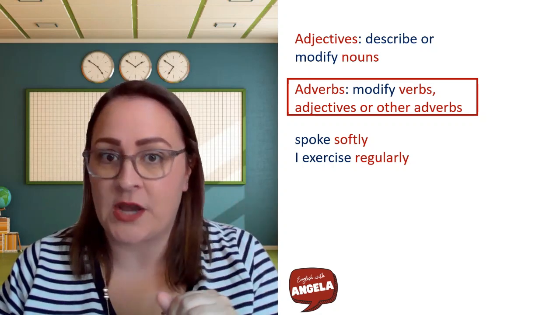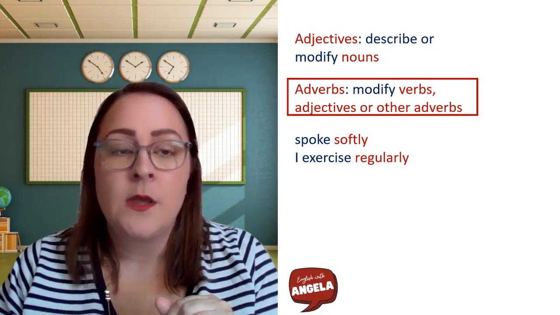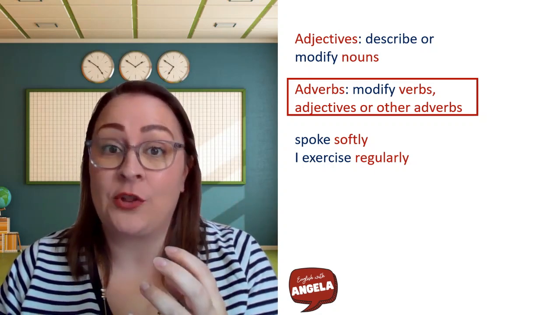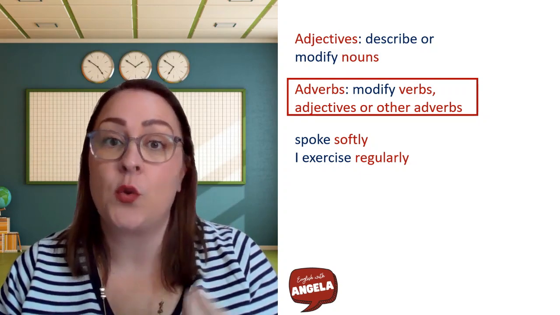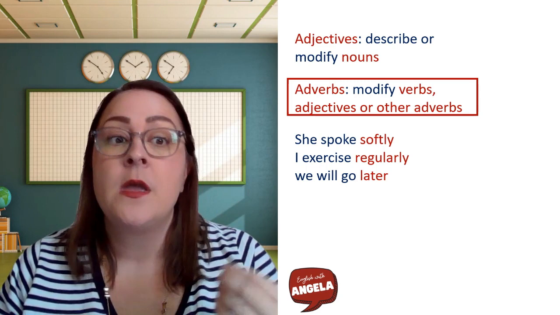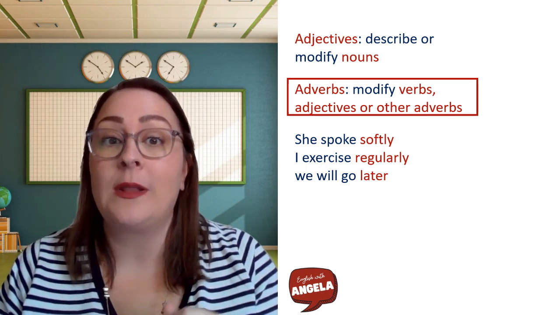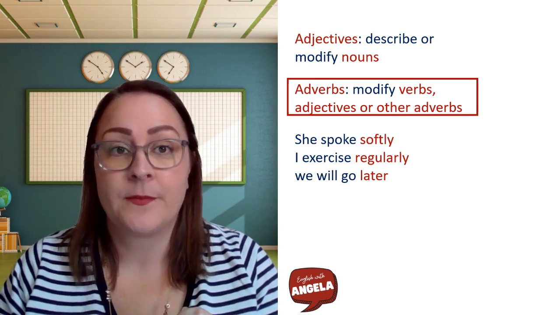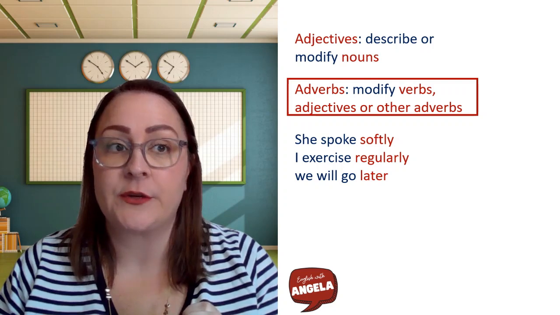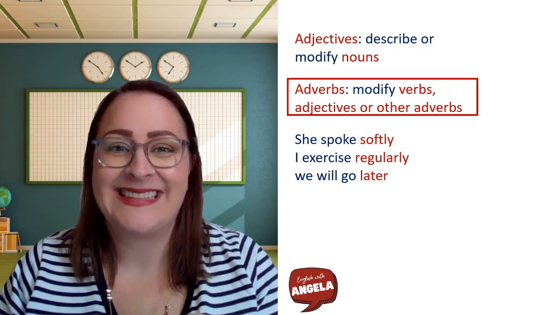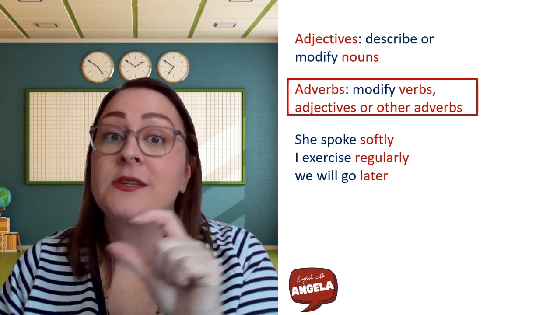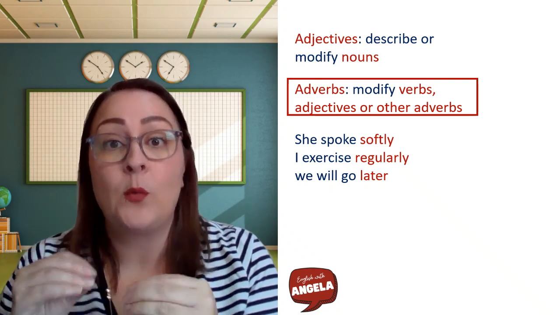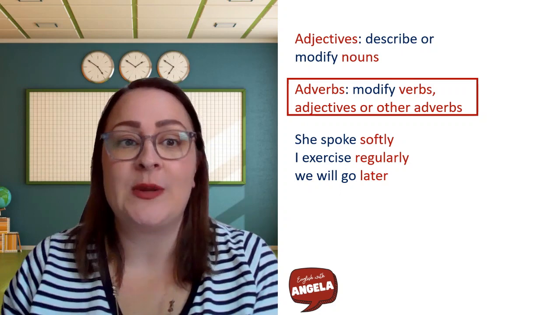How about this one? I exercise regularly. So we have our adverb regularly. What is regularly telling us? It's telling us how often we do the verb. How about we will go later? We will go later. Later is our adverb, and we were talking about when we will go. When will we do the action? We will do it later.